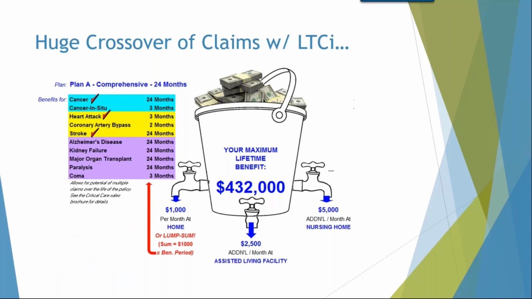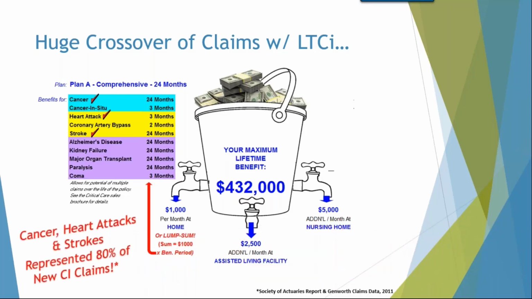And with that, cancer, heart attack, and stroke, those three conditions are 80% of all the new CI or critical illness claims out there. So you can see that crossover we're talking about, especially when you throw Alzheimer's in there as well, because a lot of CI policies won't cover Alzheimer's disease. So this plan is actually much, much stronger than a lot of agents give it credit for.